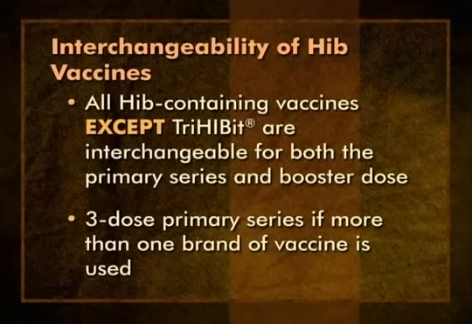Here, though, is the caveat. 3 doses should be given as the primary series if more than one brand of vaccine is used. In particular, if Merck's vaccine, PedvaxHIB, is given in a series with ActHIB, the child should receive 3 doses and a booster, not 2 doses and a booster. This recommendation seems to cause some confusion. And it's important that you're clear on this because this will be a common situation if one brand of Hib vaccine is in short supply or not available.